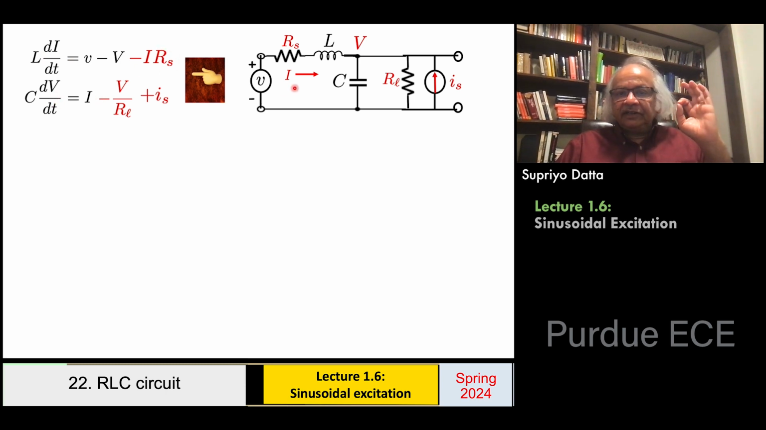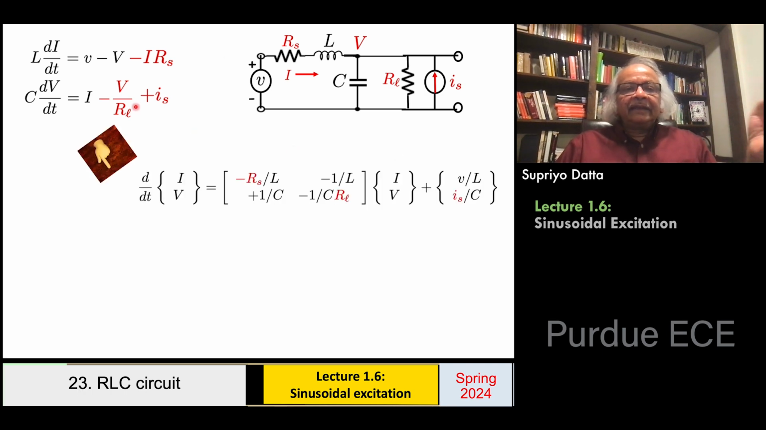Similarly, for C dV/dt, that's the current into this capacitor, we have the current coming in from this side, but now you also have this V over RL. That's the current flowing into that load resistor, the RL resistor. And then you have this current source, IS. So these three extra terms come in now, whereas what I had done to keep things simple back in lecture 1.3 was the black terms. We didn't have the resistors or the current source.